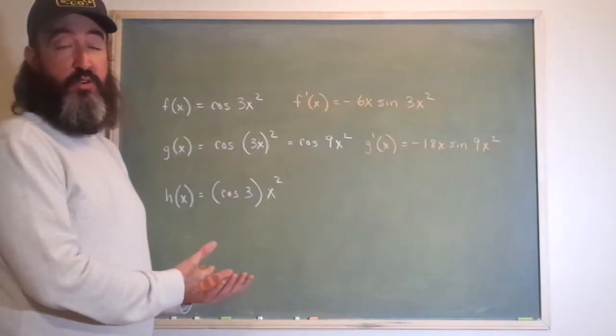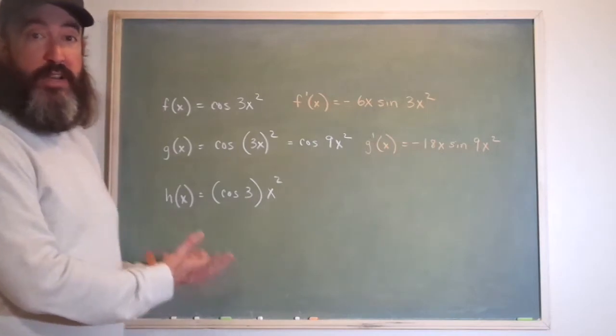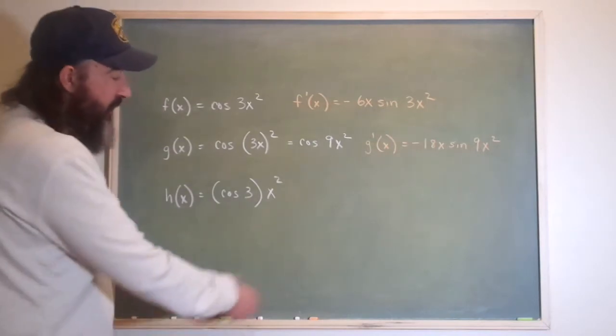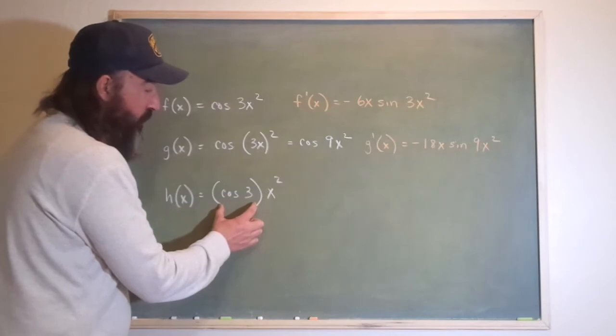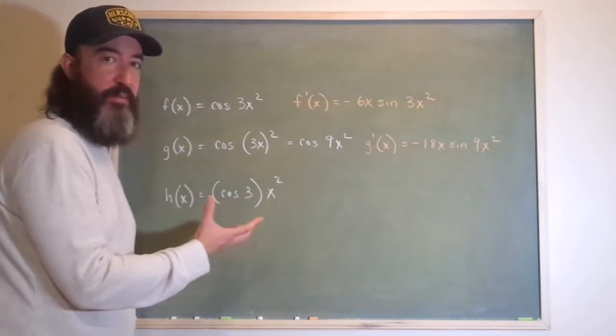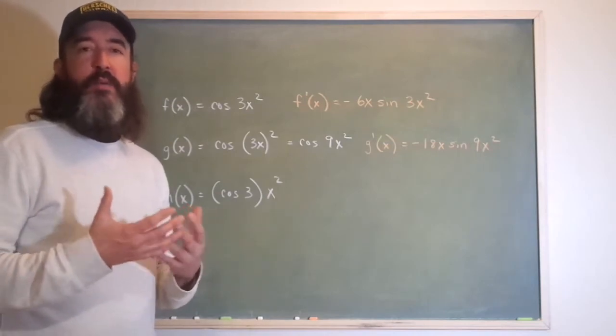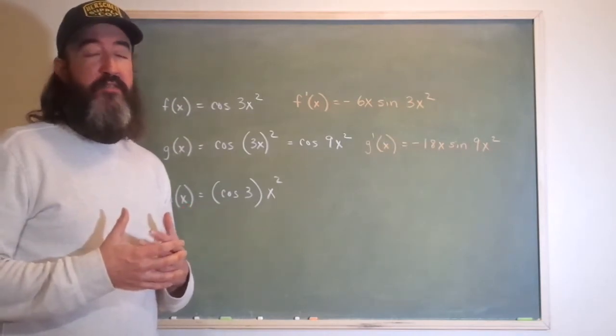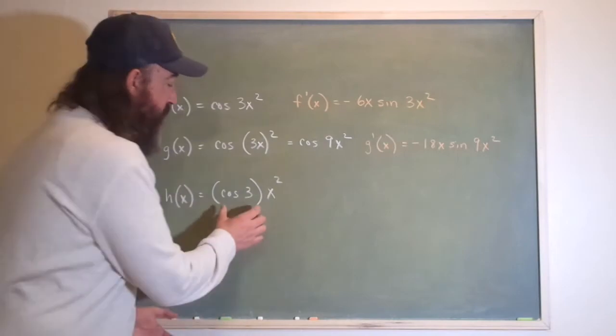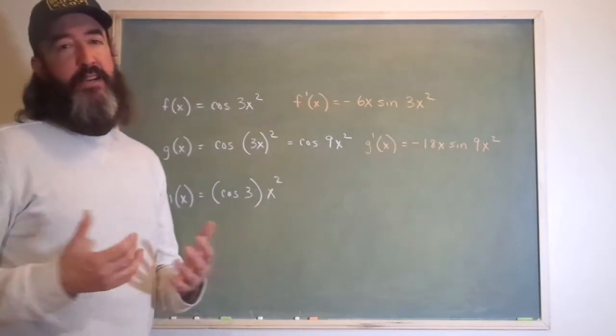This last function may look sort of strange to you because it is sort of strange. This is not a common looking function. This cosine of 3, let me point out to you, cosine of 3 is simply a number. It's not a number you should know off the top of your head. You should know what cosine of pi over 6 is, or cosine of 5 pi over 4 is. Cosine of 3 is a number you would need a calculator to find.